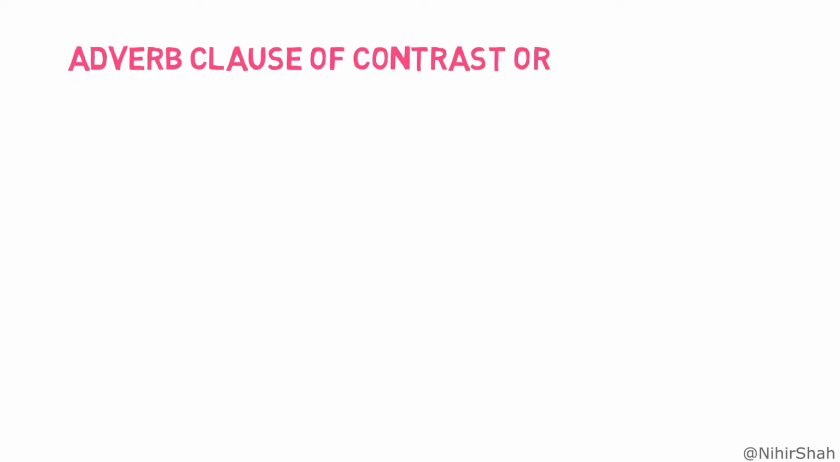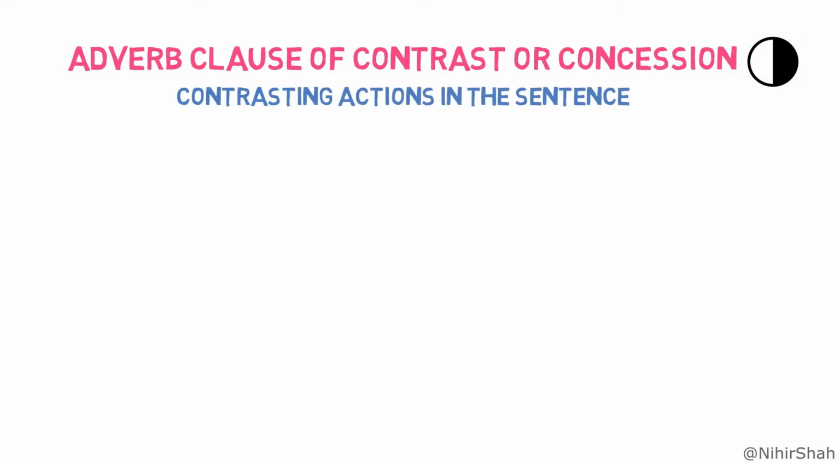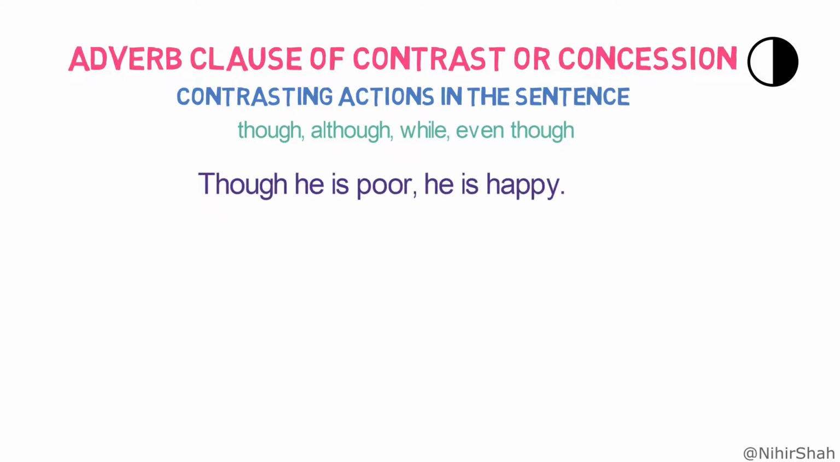Number 7, adverb clause of contrast or concession. The adverb clause of contrast describes two contrasting actions in the sentence. The most common subordinating conjunctions are though, although, while, even though. For example, though he is poor, he is happy. Here, even though he is poor, still he is happy and not crying about his condition. So, though he is poor is an adverb clause of contrast.